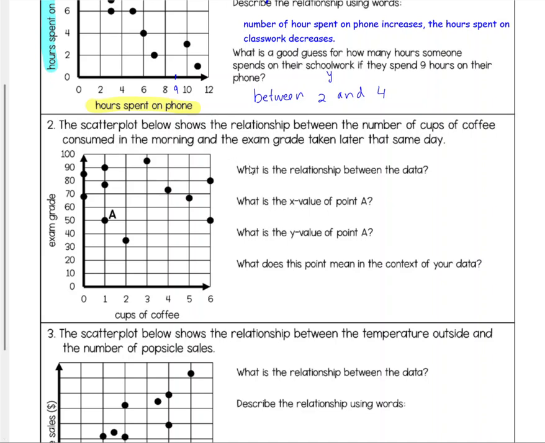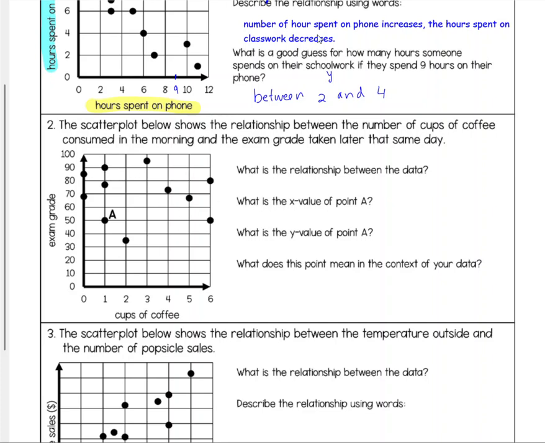It says, a scatter plot below shows the relationship between the number of cups of coffee consumed in the morning. So you either drink 1 cup, 2 cups, three, four, 5, or 6. I drink only 1 cup, but I know people drink like 5 or 6 cups. And the other data is exam grade. So that morning they asked the person how much coffee did you drink and what was your grade on the exam. This is the data that we got.